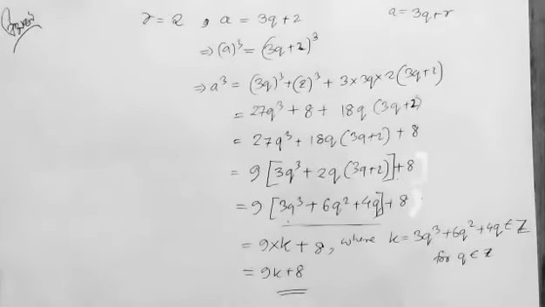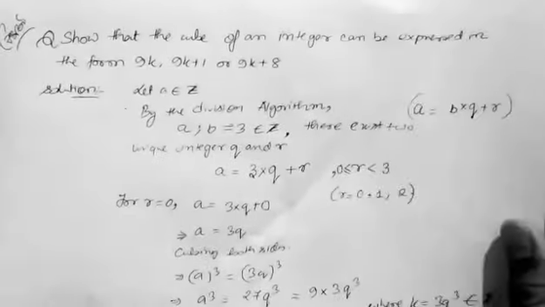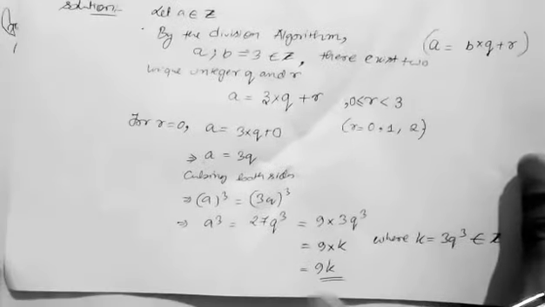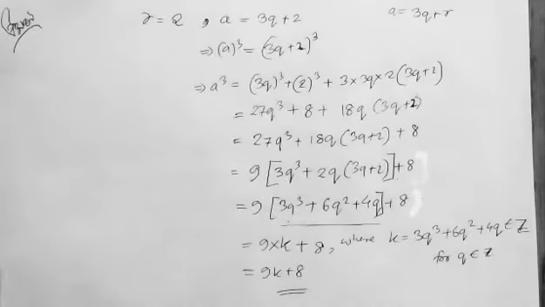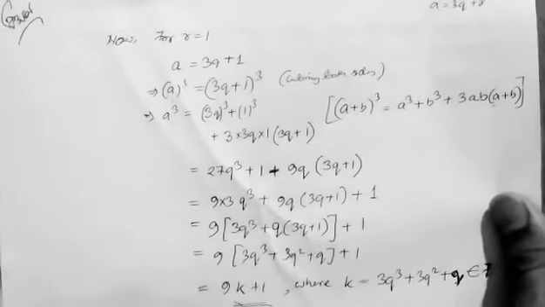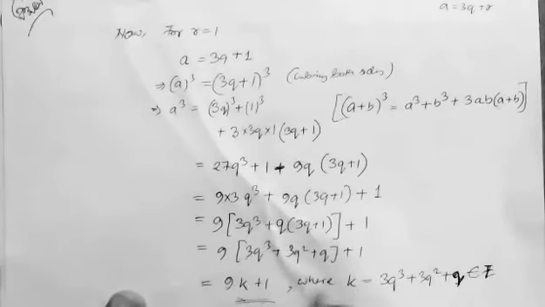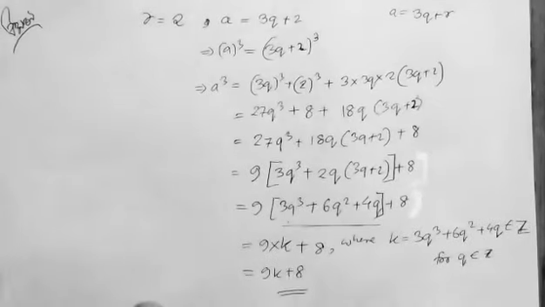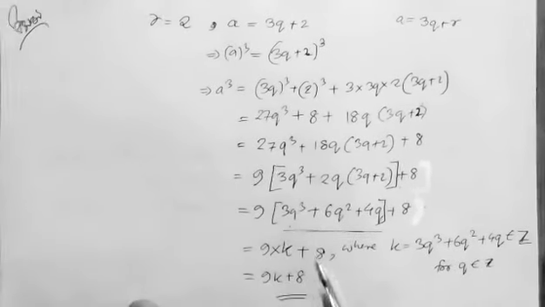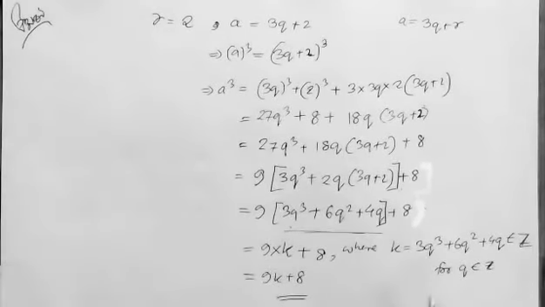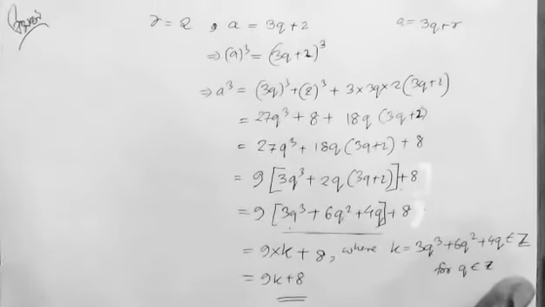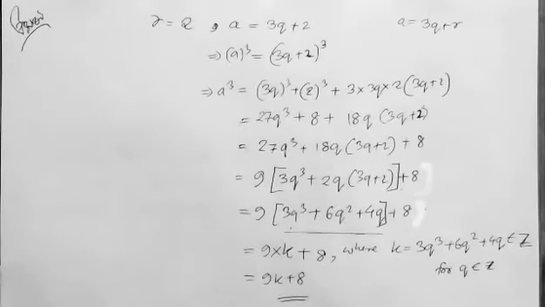So we were to prove that the cube of an integer can be expressed as 9k or 9k plus 1 or 9k plus 8. At first we saw that the cube of an integer can be expressed in the form of 9k. Then we showed that the cube of an integer can be expressed in the form of 9k plus 1. And at last we showed that the cube of an integer can be expressed as 9k plus 8. So the required statement is true, by the method of division algorithm.